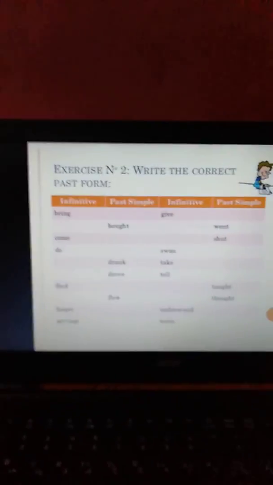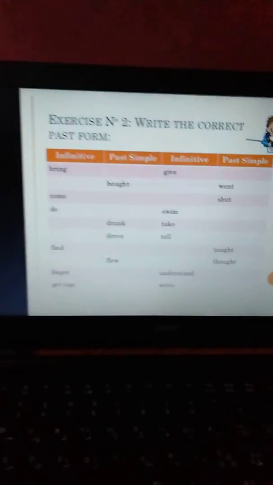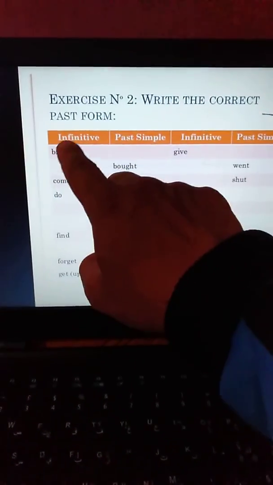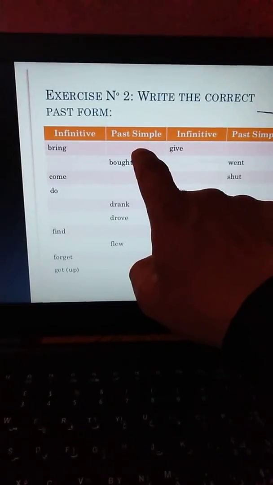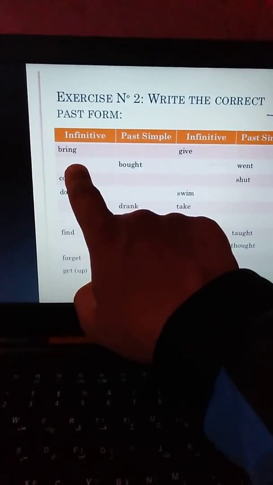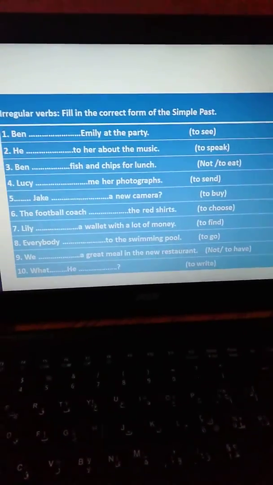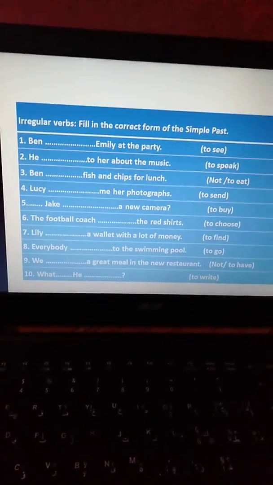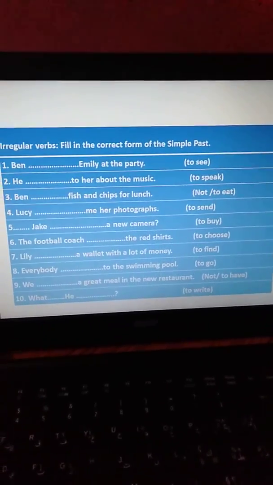So this is the exercise, an exercise where you are going to write the correct past form. They give you here infinitive and simple past. If they give you the verb in the infinitive, you write it in the simple past. If they give it to you in the simple past, so what is it in the infinitive? All right, so you complete this chart. Then you conjugate or you fill in the correct form of the verb in the simple past.